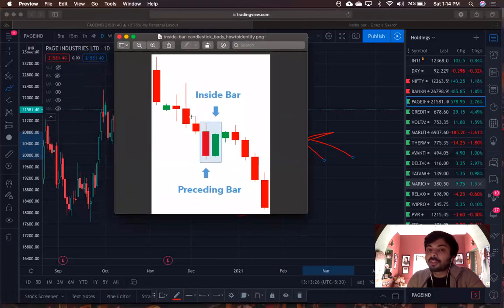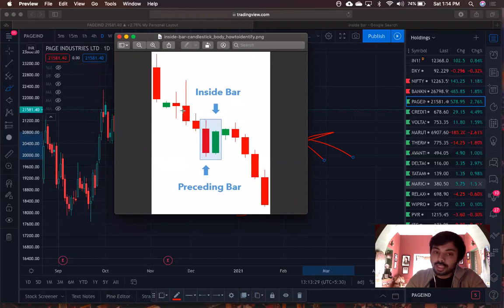This is an example of the inside bar on the downside. So you can see a very big red bar. This is the high of the red bar. This is the low of the red bar. This is called a mother bar. The next candle is an opposite colored candle. It should be within that red bar. You can see this green inside bar is within that red bar.